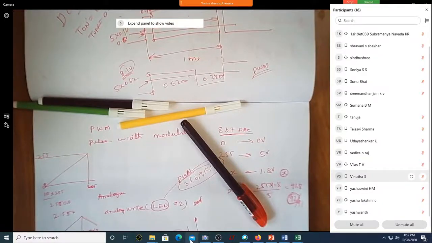Did I answer my question? Yes, sir. See here, it is not a diode. It is an LED. Of course, LED means it will emit the light.